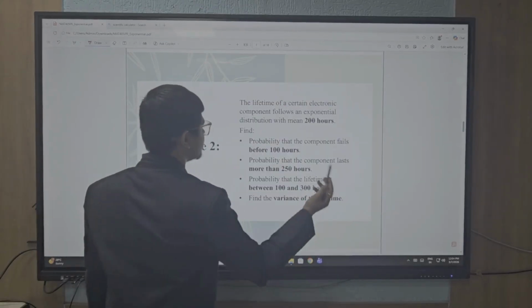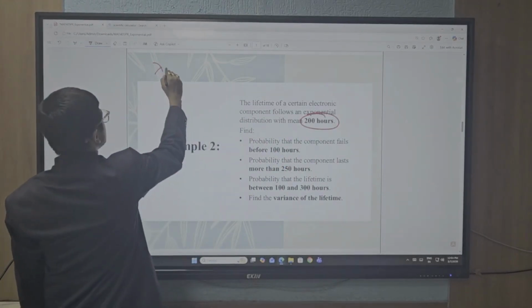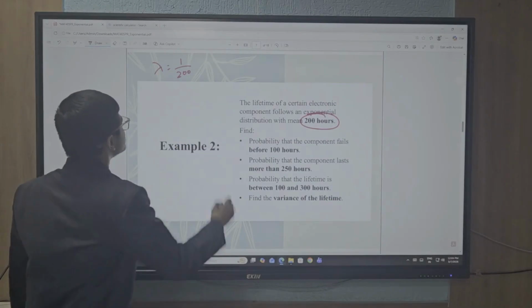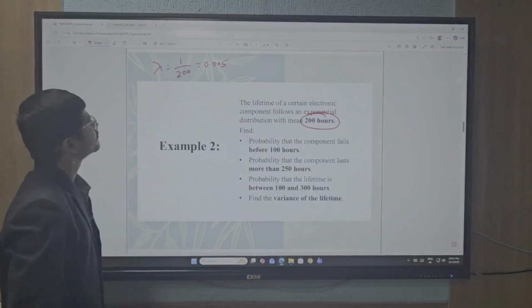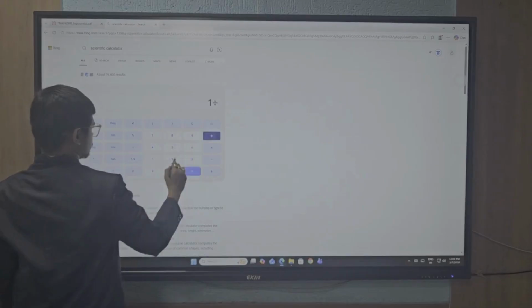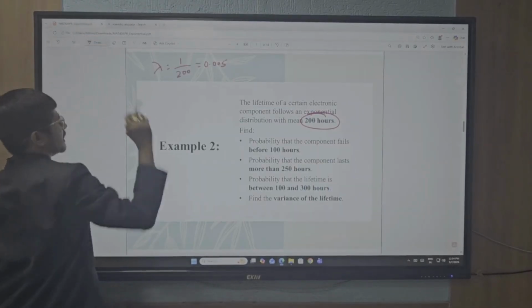So now let's understand the next question. Mean time is 200 hours, which means lambda is 0.005. We can also clarify this thing.